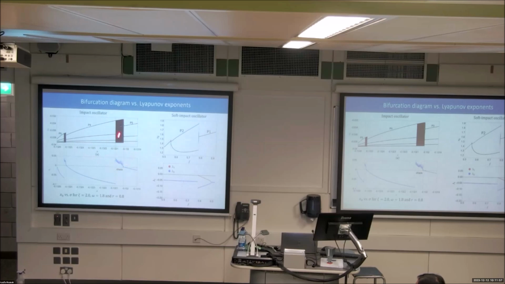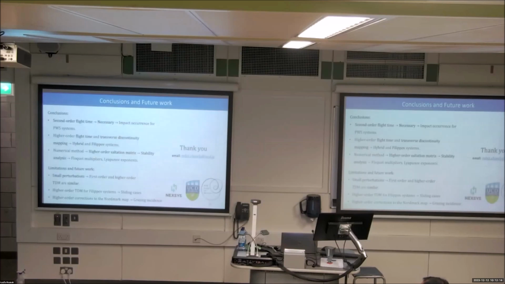So once again, when we compare with the bifurcation diagram, we do get positive Lyapunov exponents corresponding to chaotic trajectories for the impact oscillator. And for the soft impact oscillator, we see that the largest Lyapunov exponent becomes 0, and at that point the period 1 orbit disappears into a period 2 orbit. So that concludes my work.